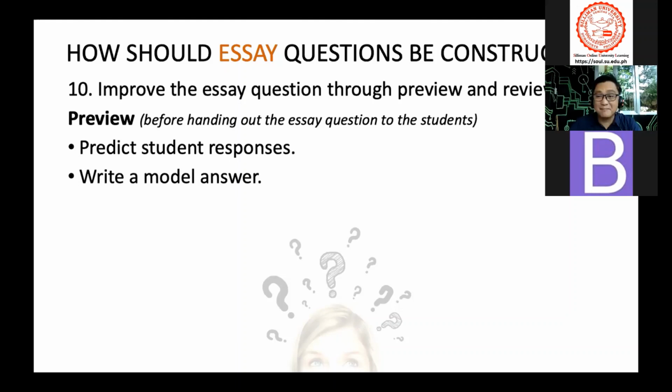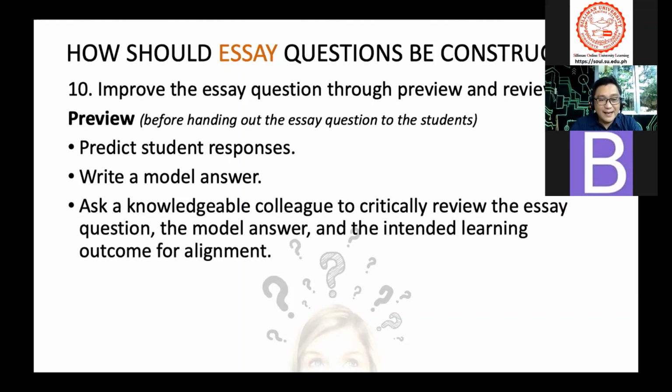Next, write a model answer. I know what you're thinking now. Are we supposed to write a model answer to our own question? But it pays to do so. Before using a question, write a model answer or model answers, or at least an outline of major points that you expect students to include in their answers. And then number 3 is ask a knowledgeable colleague to critically review the essay question, the model answer even, and the intended learning outcome for alignment.